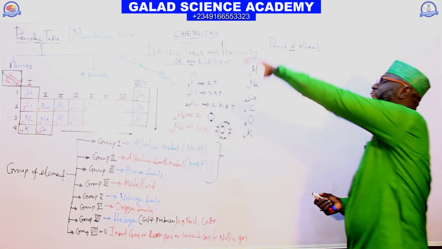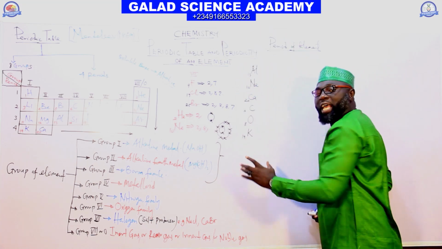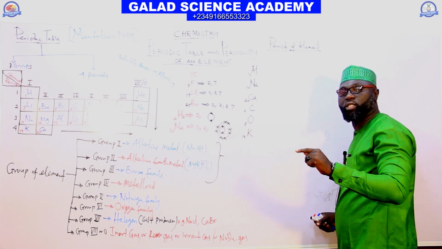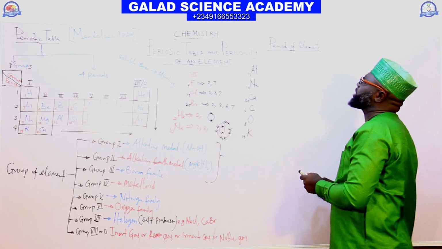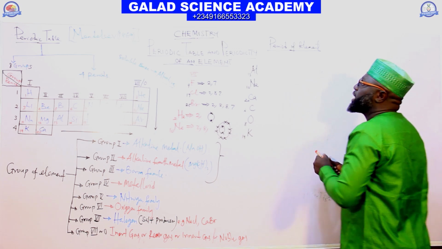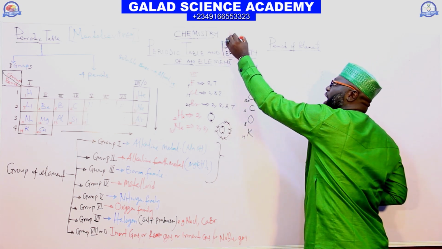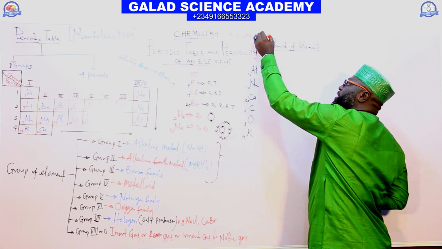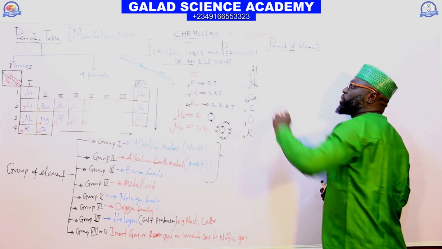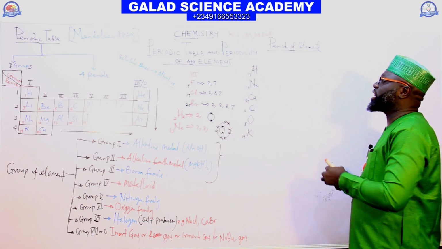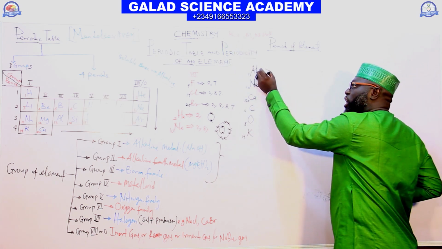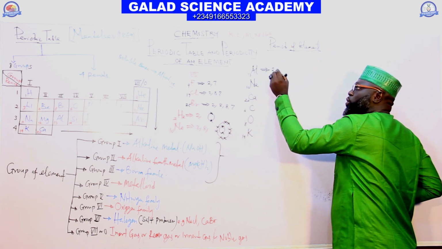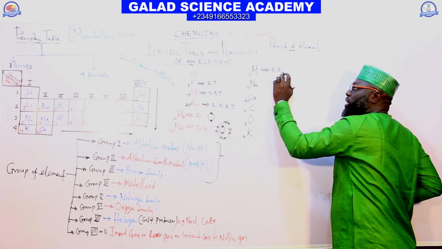Before we can know the period of any element, you count the number of electronic shells. What is the electronic shell that we are used to? It is K, L, M, N shell. This is what we call electronic shell. In electronic shell, we are taught that for 13, we have 2, 8, remain 3.